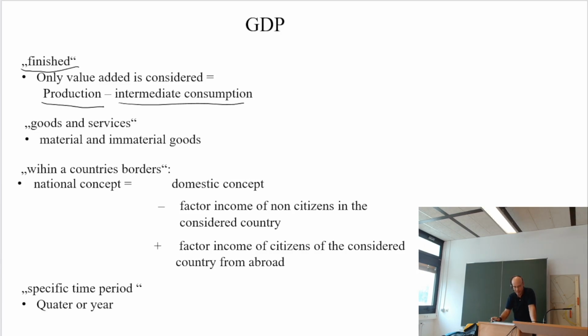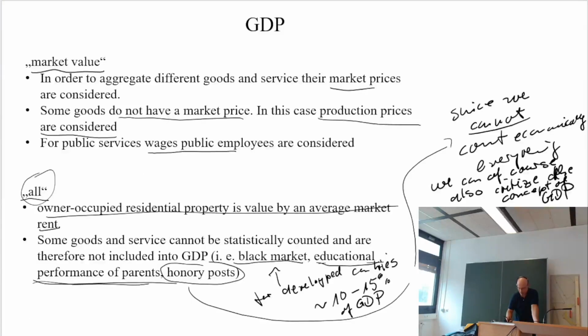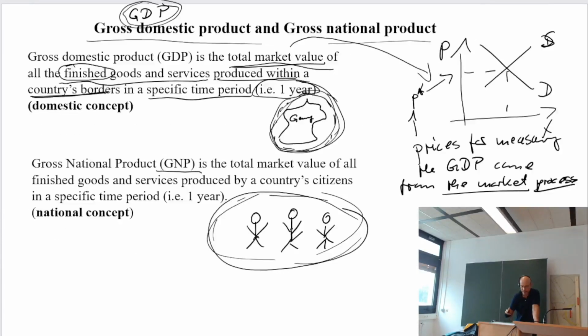And maybe not today, but on Thursday, I will show you in the numbers that, especially for developed countries, these numbers really differ from each other. Okay, goods and services. We already had material and immaterial goods. About the national concept, we already talked. In general, when we are talking about GDP, we mean 1 year, but you also find quarterly numbers, and then I think we have everything of our definition.